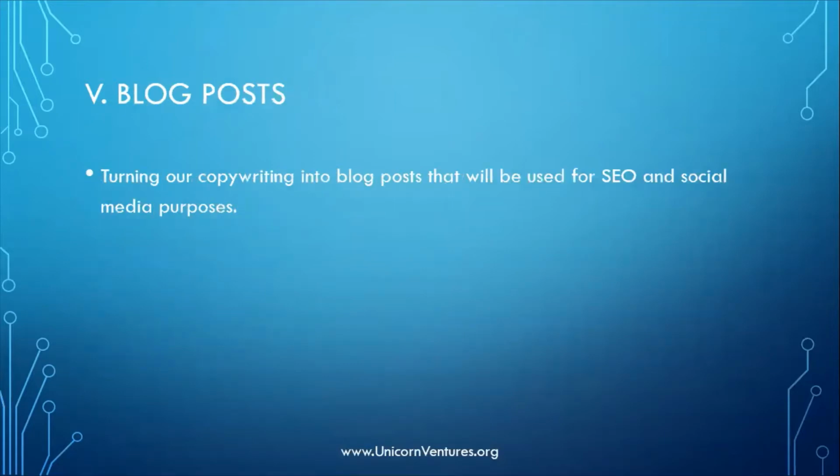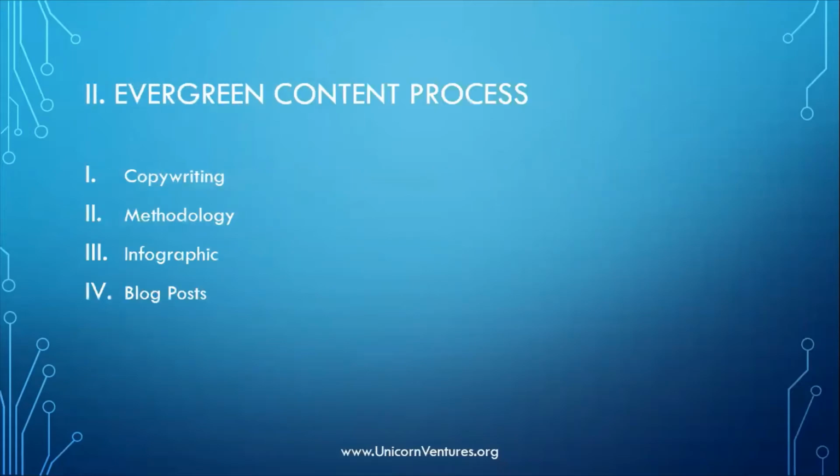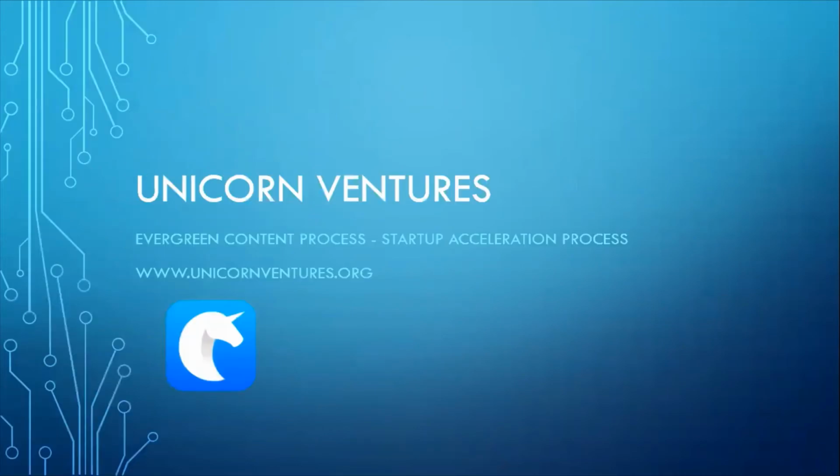And then finally, we're turning that copywriting as well as that methodology into blog posts so that we can generate search engine optimization as well as social media purposes for them, in order for us to pursue the domain authority that we want and to be able to get the traffic from social media and the search engines that we're looking to get. So this is the Evergreen content process within the startup acceleration process that we use at Unicorn Ventures.